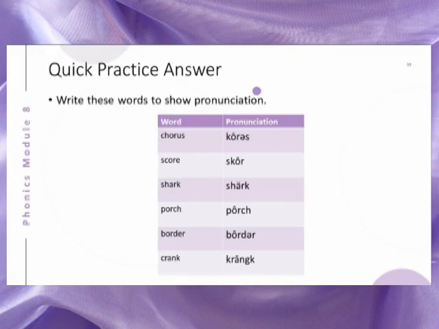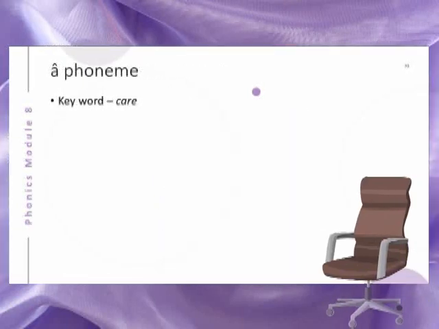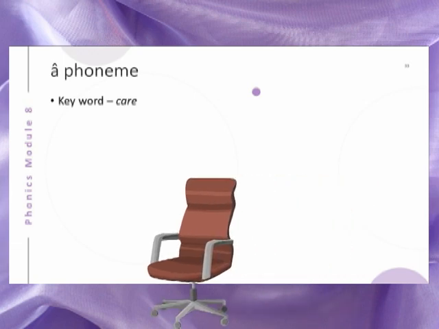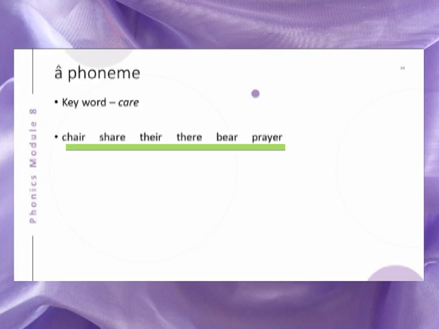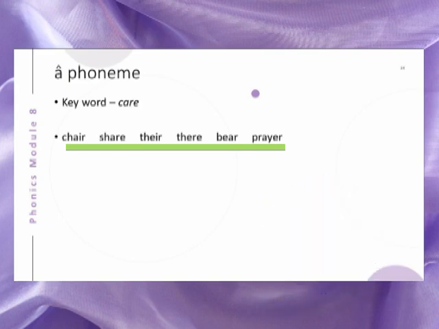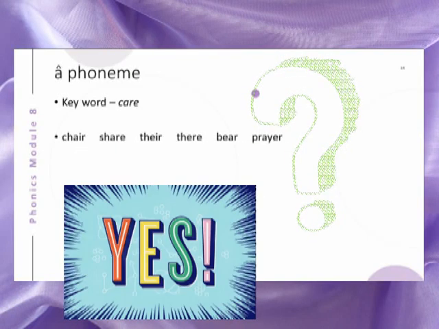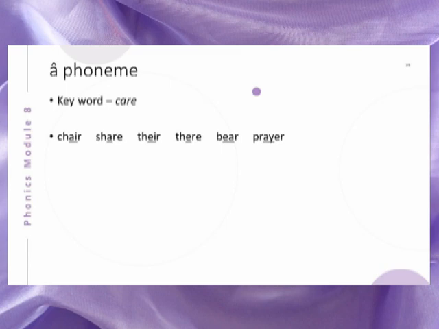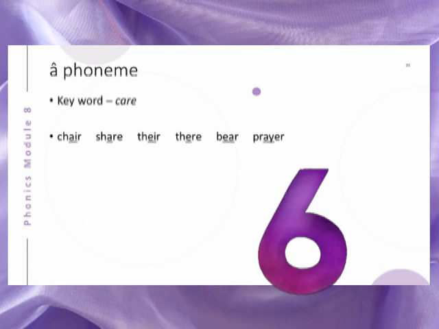Be honest with yourself. How did you do? Now let's examine the vowel phoneme in chair. Keyword, care. Study these words. Pronounce each word out loud. Is the vowel phoneme the same in each word? In these examples, one vowel phoneme is represented by 6 graphemes.